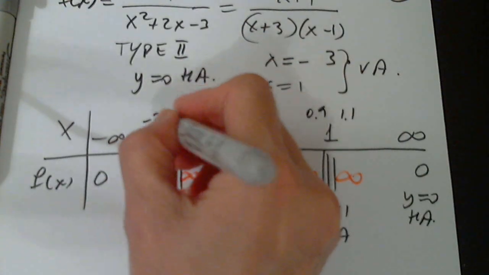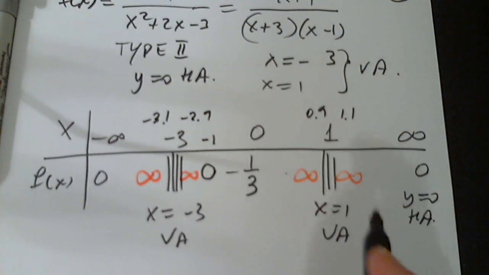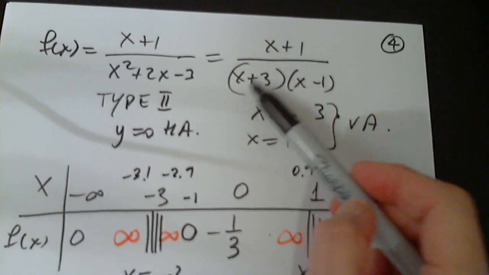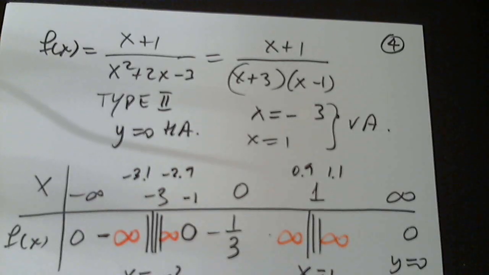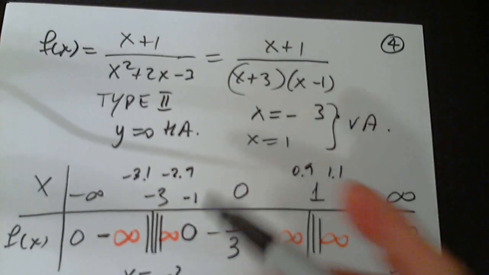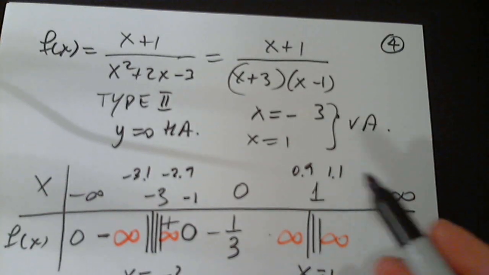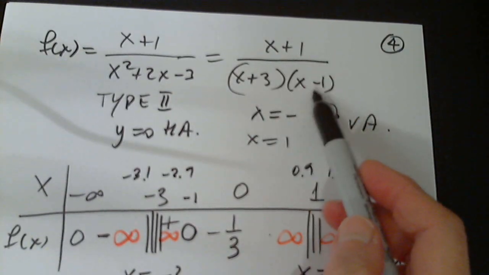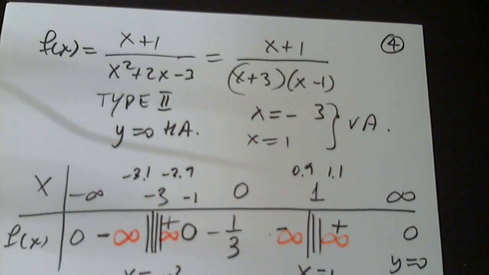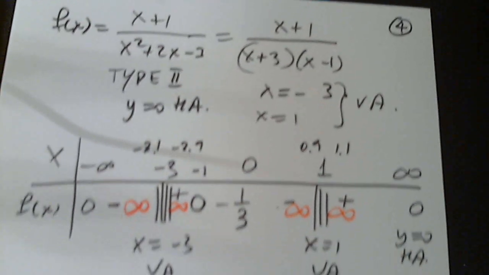So -3.1 and -2.9. With -3.1, negative, negative, negative. With -2.9, positive, negative, negative. With 0.9, everything is positive except this. And with 1.1, everything is positive. And that's it. I'm done.